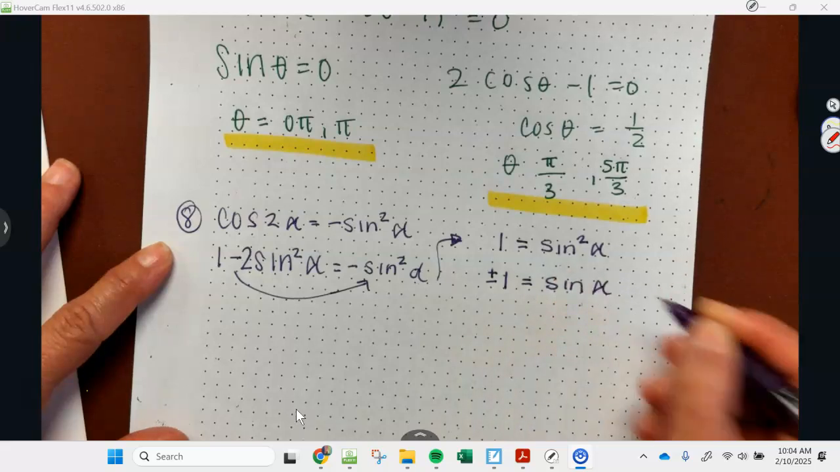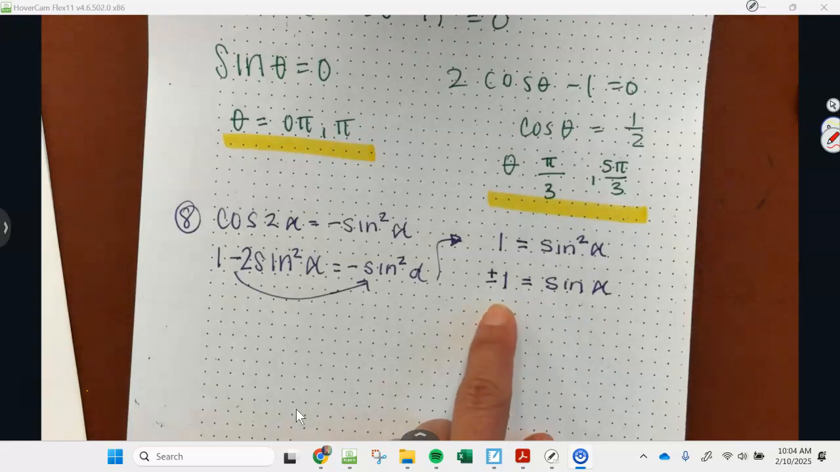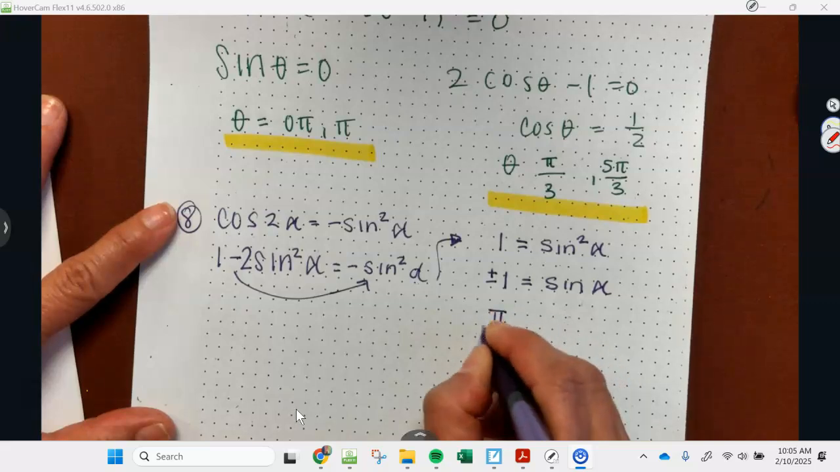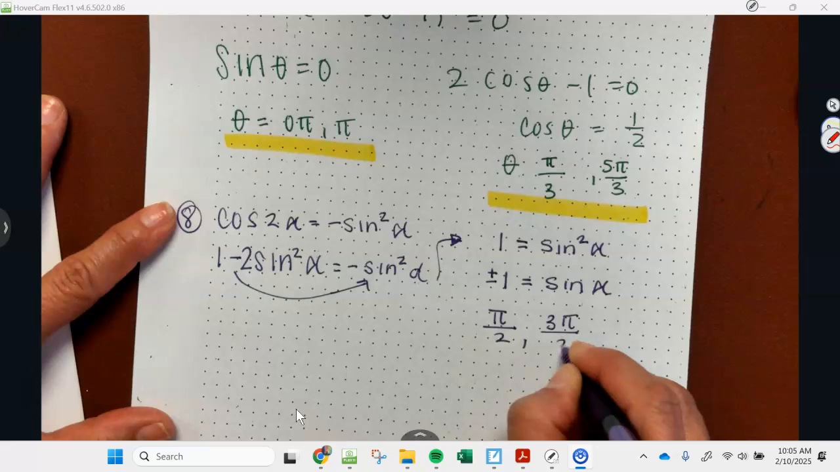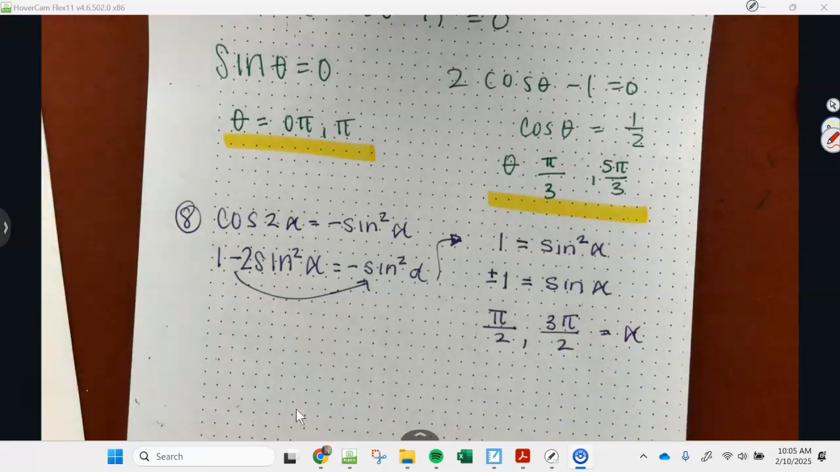So sine of alpha is where sine equals positive 1 and negative 1. And guys, remember, that is the top and the bottom of the unit circle, where sine equals a positive 1 and a negative 1. That's number 8. Do you have any questions on number 7 or number 8?